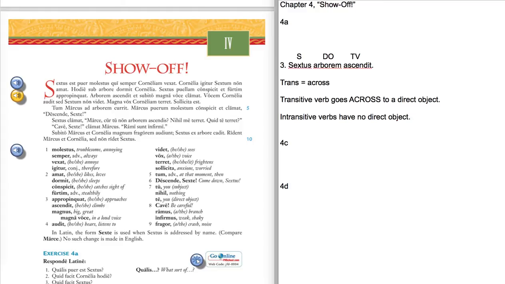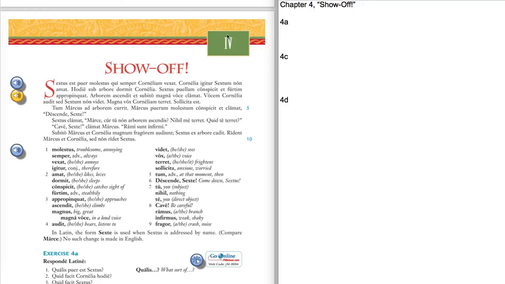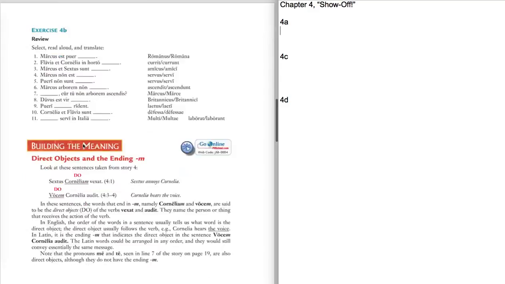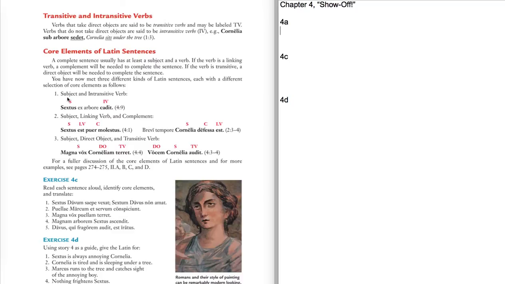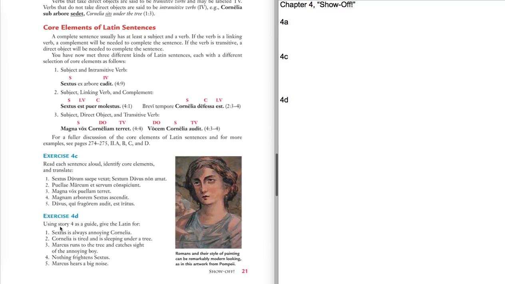Now, forgive me for going on here. Maybe most of you have a clear understanding of what a direct object is or what a transitive or intransitive verb is, but this is for the benefit of those who do not. So you can always skip around during the videos, I suppose. So anyway, that's 4A. I'll stop there, and then in the next video we'll do 4C and 4D, which will be identifying core elements like subjects, transitive verbs, complements, linking verbs, direct objects. And 4D, again, is give the Latin for these English sentences. So we'll take a look at that in the next video.